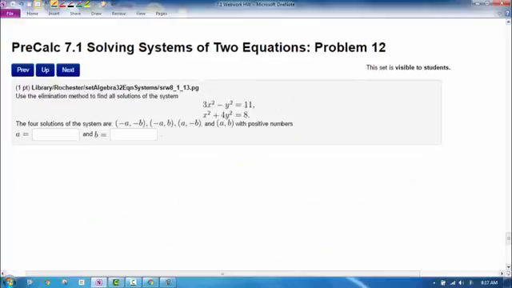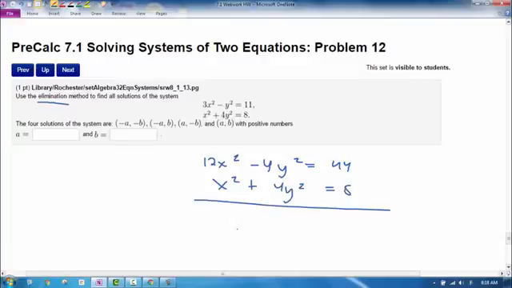Okay, the next one says it wants me to use elimination. Obviously, I could use my calculator. These are actually two ellipses that have an intersection of 4 points then. You can multiply the first equation by like 4, and that gives us 12x squared minus 4y squared equals 44. And the second equation is the same. And now we can add to eliminate. This gives us 13x squared. These cancel out. This gives us 52. So x squared equals 4. If I square root both sides, I get x equals plus or minus 2.